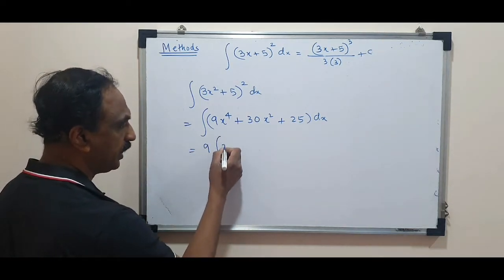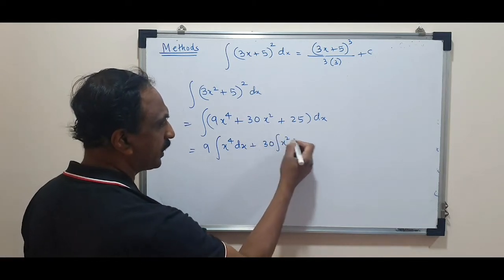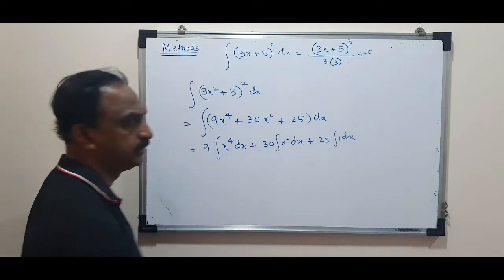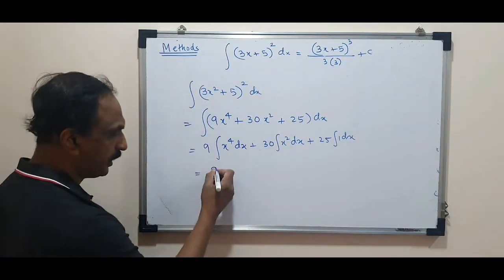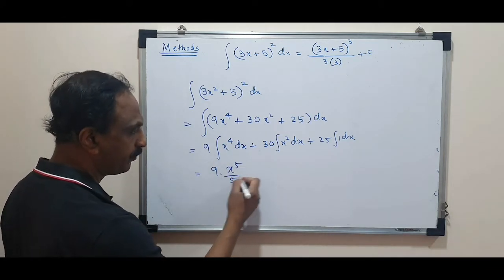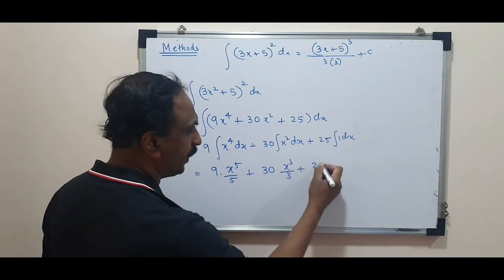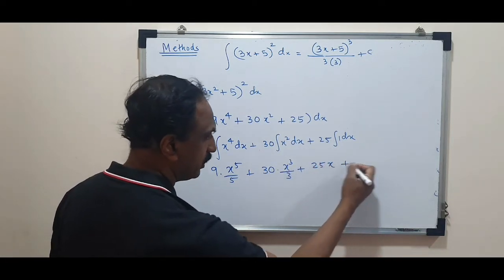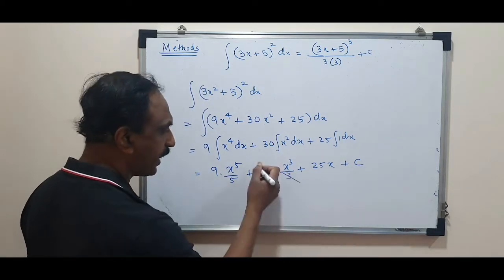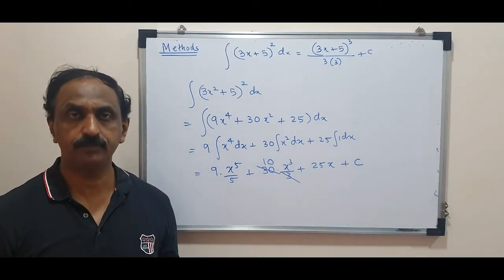Constant 9 outside, integral x raised to 4 dx. 30 outside, integral x square dx. 25 outside, integral 1 dx. Now you can apply the formula. 9 into the integral of x raised to 4, x raised to 5 upon 5, plus 30 into x cubed by 3, plus 25 into the integral of 1, which is x, plus c. And you need to write c only once. Here there is a possibility of cancellation. You may cancel it, and that gives me the final answer for that problem.